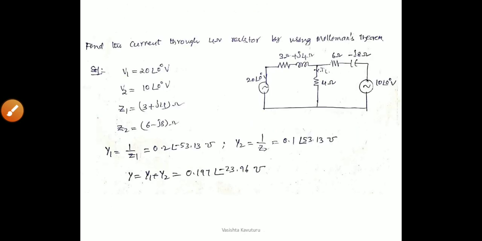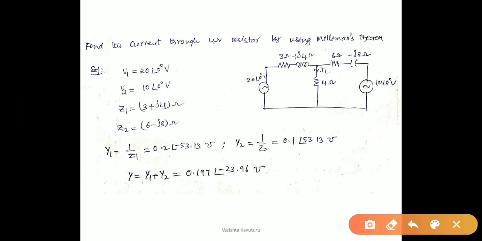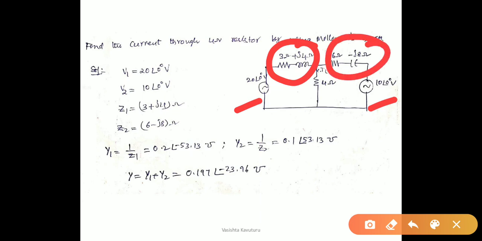Next, the second problem is to find the current through the 4 ohm resistor by using Millman's theorem. Here it is an AC network, with two voltage sources with their impedances connected to each source. Z1 is 3 plus j4 ohms and Z2 is 6 minus j8 ohms, where 4 ohms is the load resistance connected, and the problem wants the current in this 4 ohm branch. V1 and V2 are given here as 28 angle 0 and 10 angle 0 respectively.